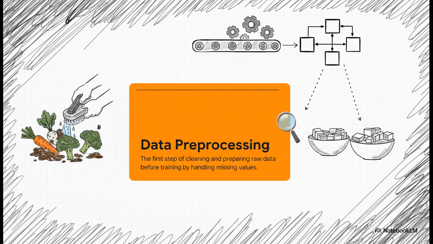So we've seen all these incredible jobs that AI can do. But that begs a huge question. How do you actually build one of these things? This brings us to part 4, the assembly line. And the very first and maybe most important stop is data pre-processing.